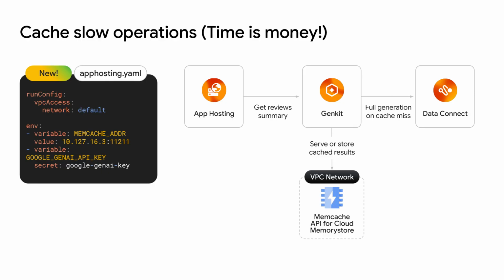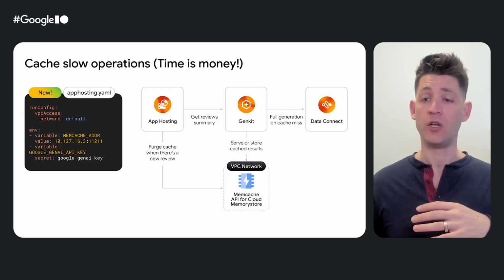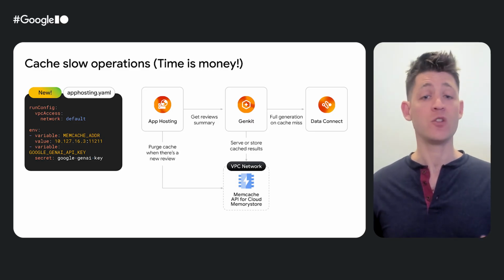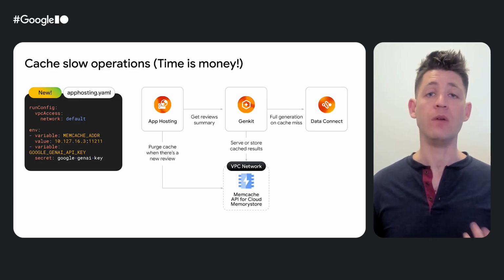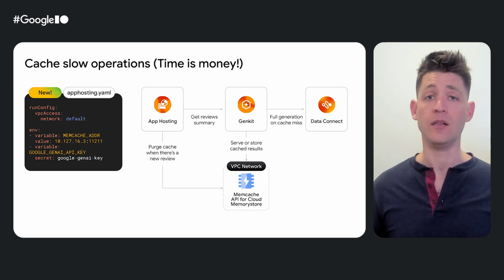We can modify our Genkit flow to check for cached results and store newly generated results into the cache, whereas our API for inserting a new product review will include a cache purge upon writing the new data. Alternatively, if we didn't need results quite so fresh, we could instead allow caches to expire and regenerate via a TTL.